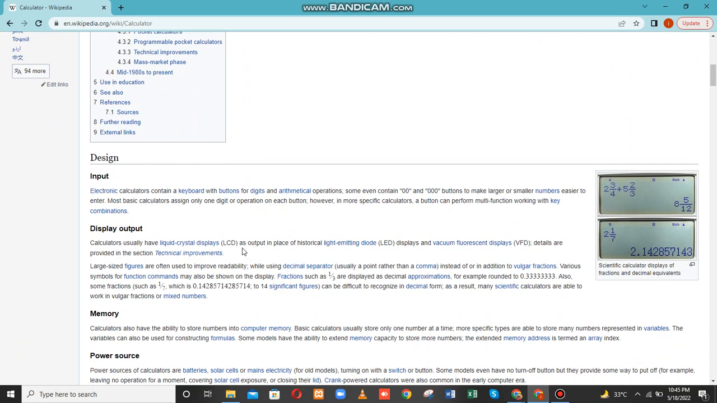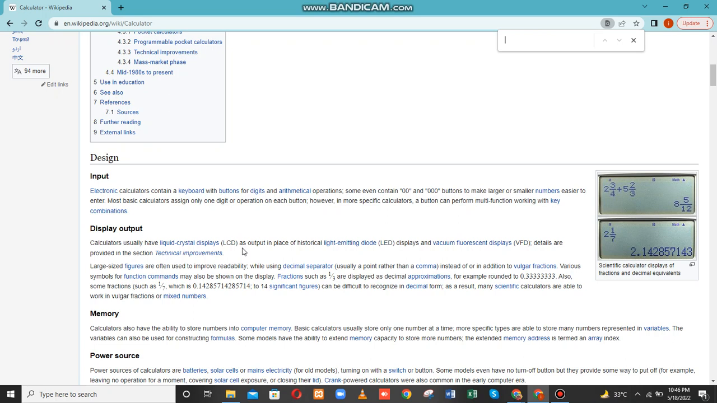Input design: electronic calculators contain a keyboard with buttons for digits and arithmetical operations. Some even contain 00 and 000 buttons to make larger or smaller numbers easier to enter. Most basic calculators assign only one digit or operation to each button. However, in some more specific calculators, a button can perform multiple functions, working with key combinations.